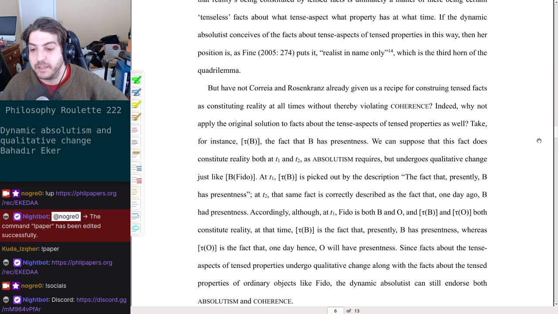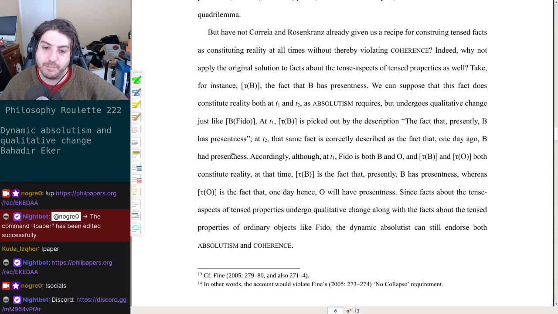At T1, tau of B is picked out by the description, the fact that presently B has presentness. At T2, that same fact is correctly described as the fact that one day ago B had presentness. So the fact was true yesterday, it had presentness yesterday, and now it doesn't. Accordingly, although at T1 Fido is both brown and orange, and tau of B and tau of O both constitute reality, at that time tau of B is the fact that presently B has presentness, whereas tau of O is the fact that one day hence O will have presentness. Since facts about the tense aspects of tense properties undergo qualitative change along with the facts about the tense properties of ordinary objects, just like Fido, the dynamic absolutist can still endorse both absolutism and coherence. Okay, so it's getting complicated, but you can then start talking about re-referencing the facts when the facts apply, whether they're present or not.